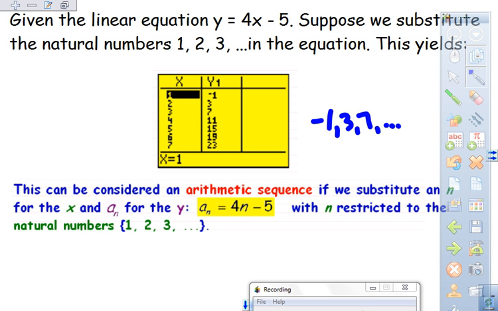If we substitute an n value in for the x and an a sub n for the y, we can rewrite this equation as this yellow box. A sub n equals 4 times n minus 5, with the restriction that n would have to be a natural number. So what this shows is that we can take any linear equation and turn it into an arithmetic sequence. And specifically today, this is called an explicit formula.